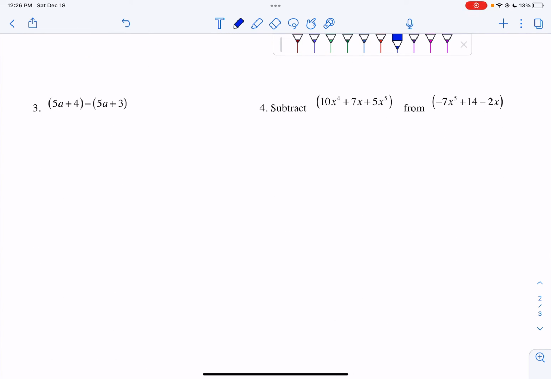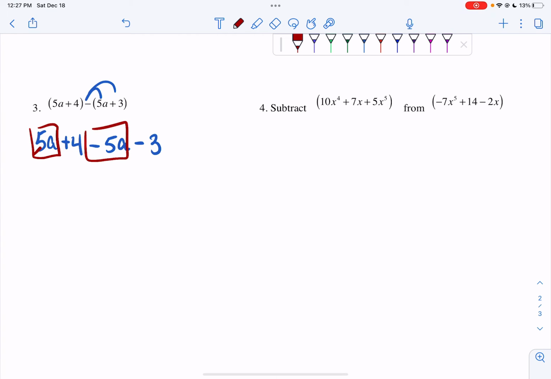Number 3, again, we just keep everything in that first set of parentheses the same. We just drop it. So I have 5a plus 4. We carry that minus to each term. So that positive 5a becomes a minus 5a. That positive 3 becomes a minus 3. We combine those like terms. 5a minus 5a cancels. 4 minus 3 becomes 1. The value of that expression is equal to 1.